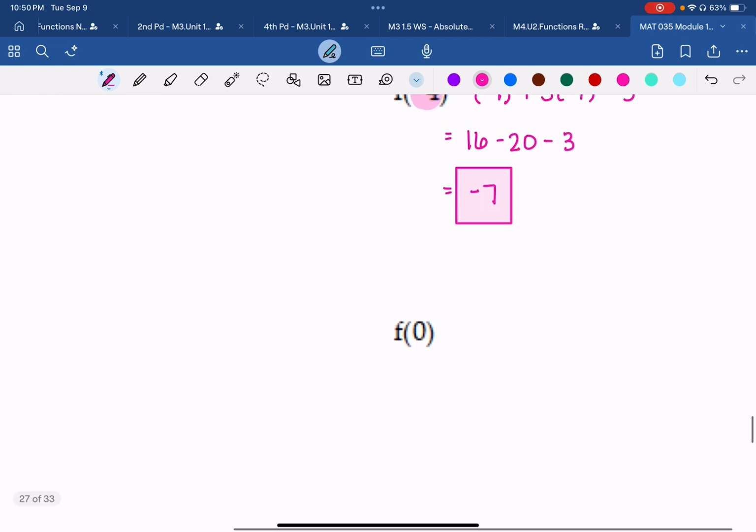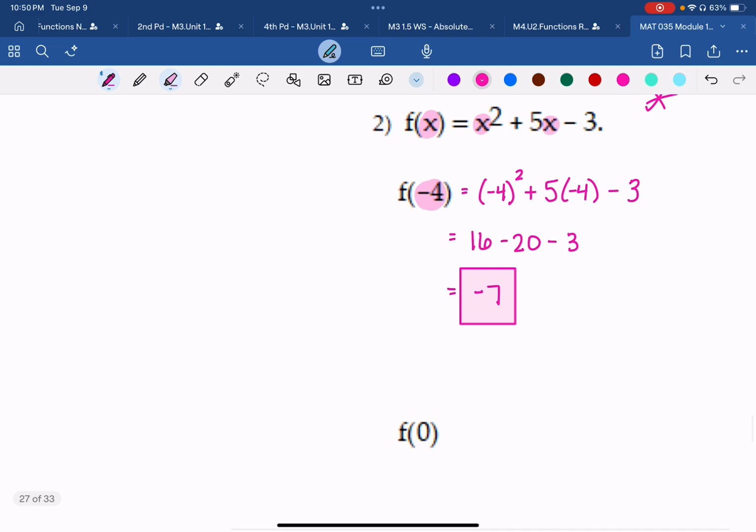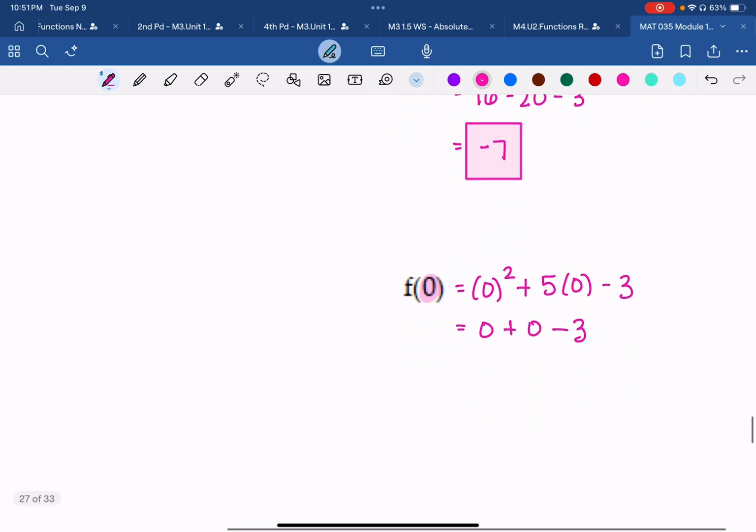All right, f of 0, same idea. In this case, that 0 is what's going to replace my x's. So I've got 0 squared plus 5 times 0 minus 3. 0 squared is 0. 5 times 0 is 0. And minus 3, so that leaves me with negative 3.